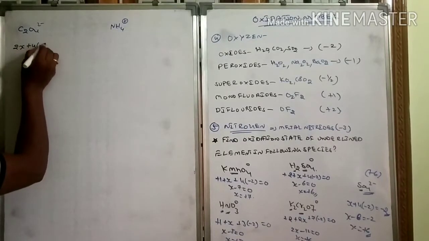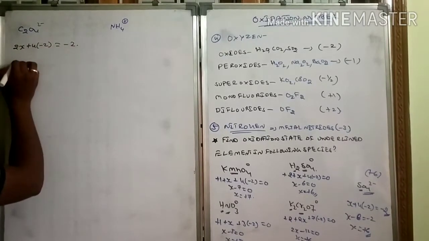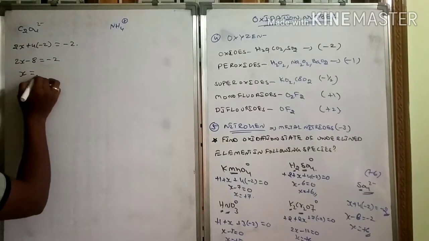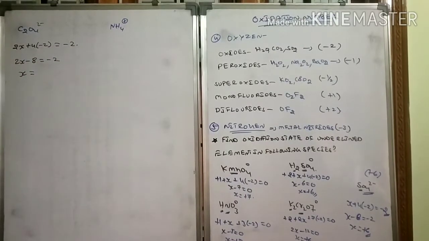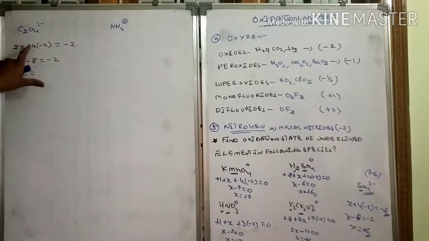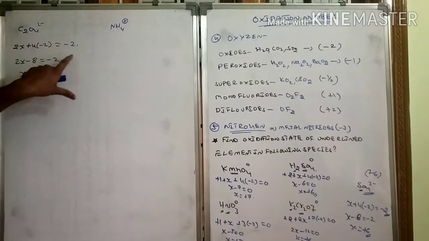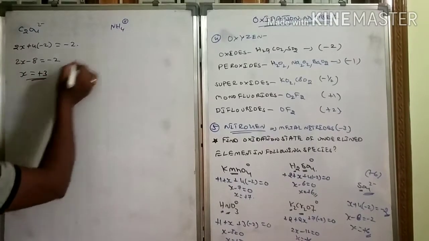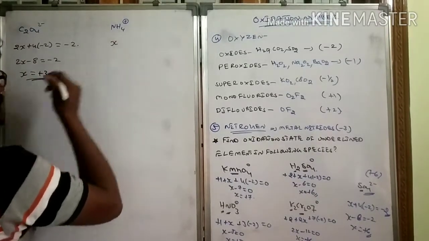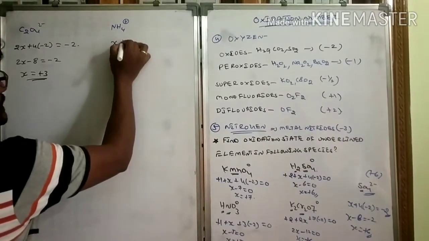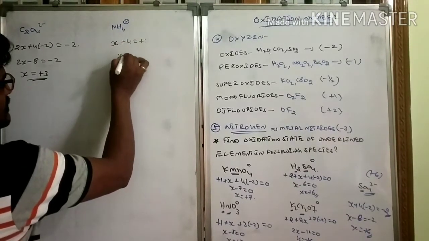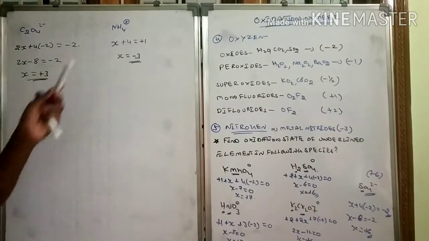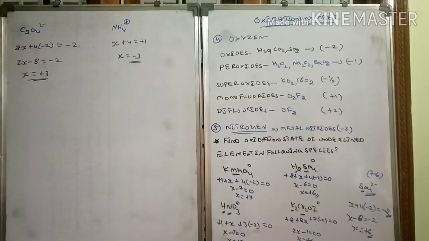2x plus 4 into minus 2 equals minus 2. 2x minus 8 equals minus 2. X is equal to, what will be coming here? 2x is there, 4 into minus 2 equals minus 2 will come. So x equals plus 3 will come. In this case, nitrogen you take as x, and x plus 4 is equal to plus 1, x is equal to minus 3 will come. Like this we can calculate the oxidation state.